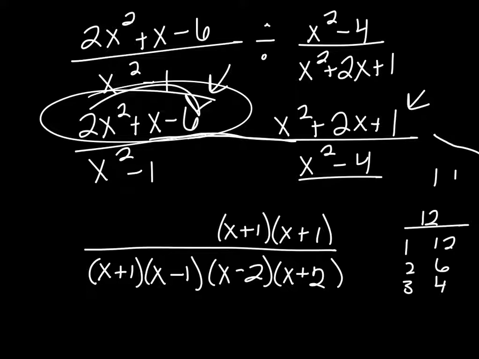Let me find some room. Let me go ahead and erase. Can't erase. I'm going to do it right here. So I have 2x squared, I have a plus 4x and a minus 3x and a minus 6 because I use these factors right here.